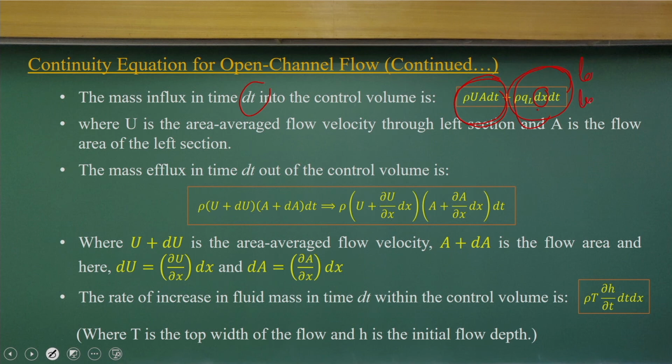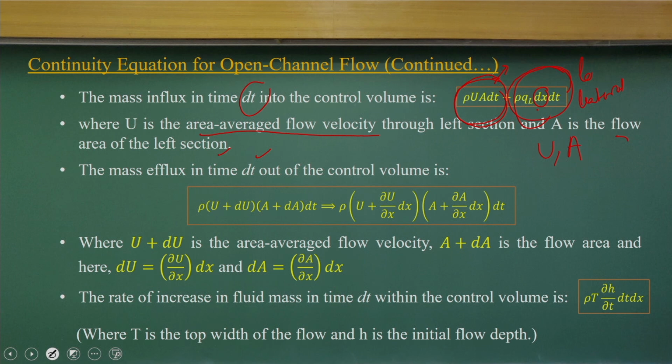So this is for the lateral flow part, and this is the mass flow. U here stands for area average flow velocity. A stands for the flow area in the left section. And if you look at the mass influx in time delta t, in this case you have a u, and the a is a variable.